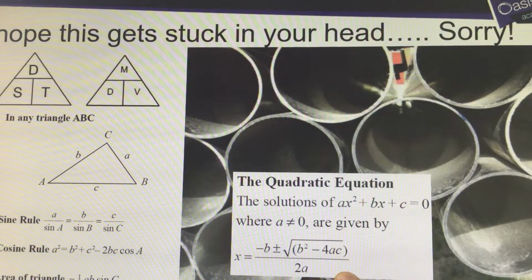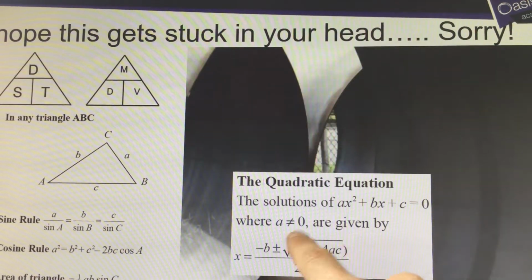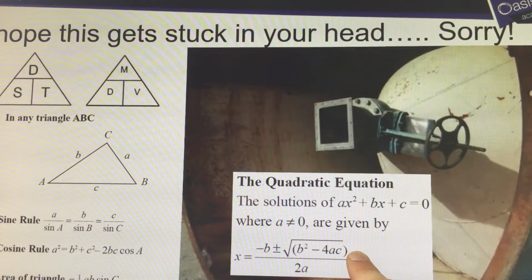And this is the quadratic equation. So if you can't factorize something and you're asked to solve it, or it tells you you're going to have an answer that's going to be rounded, you're probably going to be using the quadratic formula.